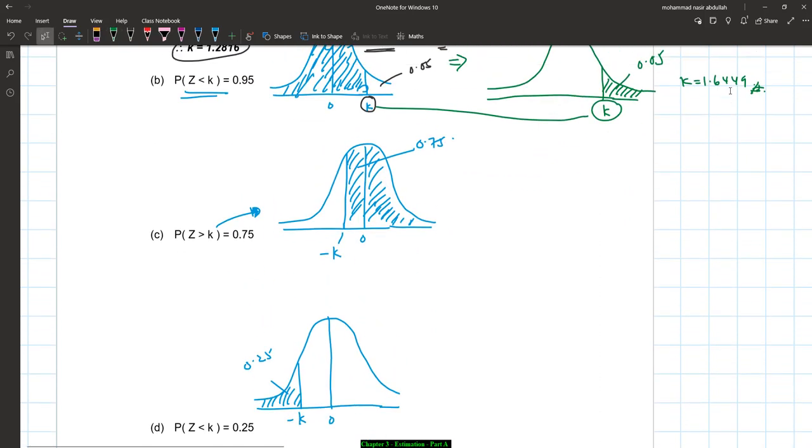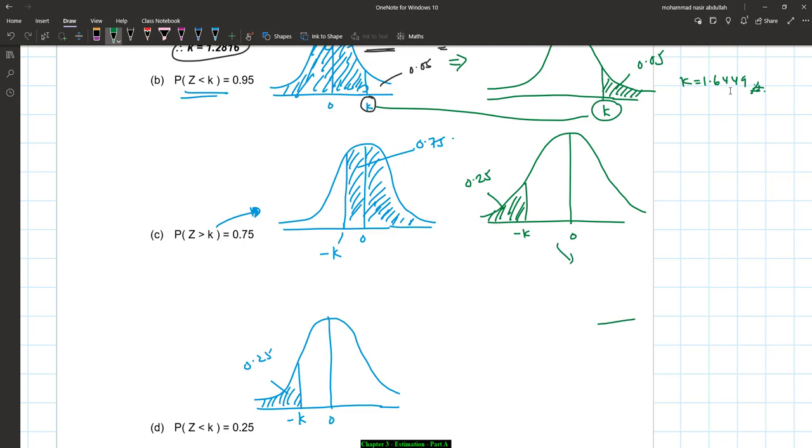Since we only have 0.5 as the maximum value, this one we measure here. This is a negative K, right? So zero, and this is the value 0.25. We measure on the left hand side. But sadly, in the statistical table, they only give you the value on the right hand side. They are not giving you the value on the left hand side.